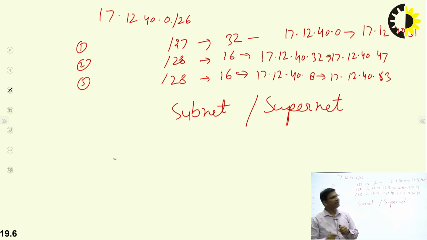Subnet is breaking the given IP address into different subnets, and supernet is combining the subnets into one. This is a supernet. So do not confuse it as any special term. This is just the reverse of subnet. Okay. So this is a variable length subnet.